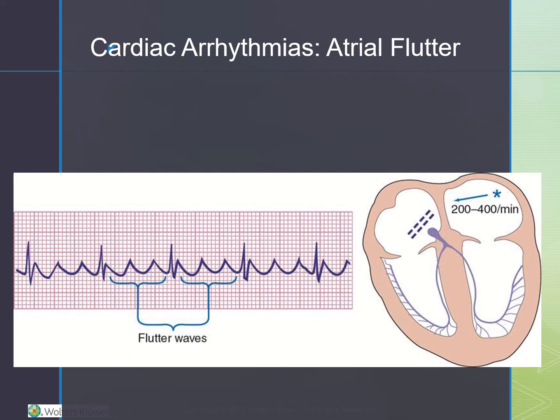Atrial flutter is a single atrial impulse outside the SA node that causes the atria to contract at an exceedingly rapid rate, and it can contract at 200 to 400 contractions a minute. But the ventricles are contracting at a slower rate. What we see with a flutter is going to be that sawtooth pattern or those flutter waves.